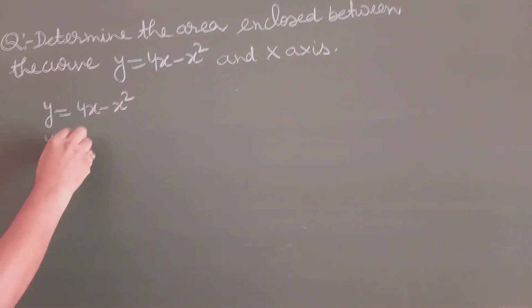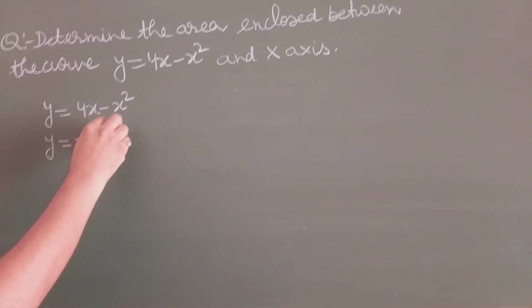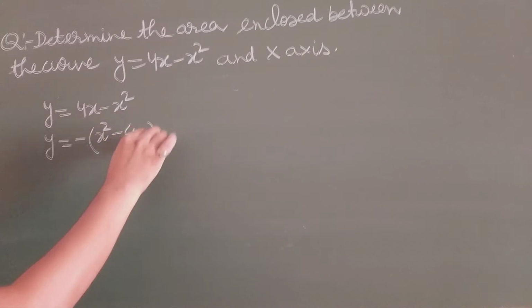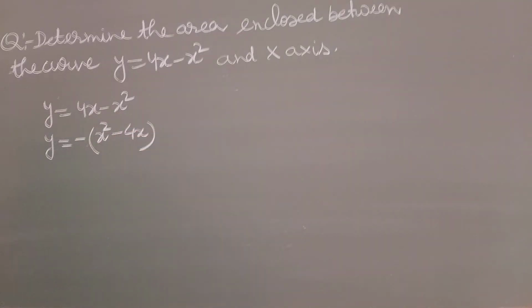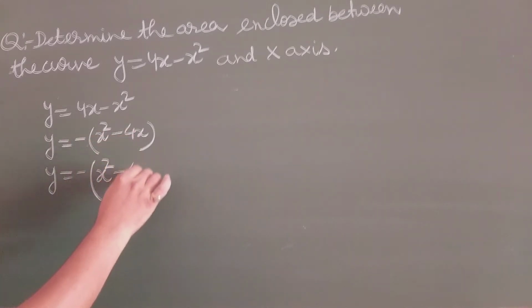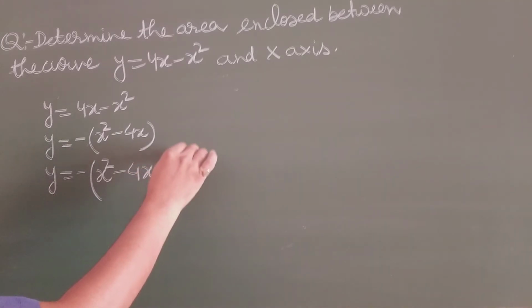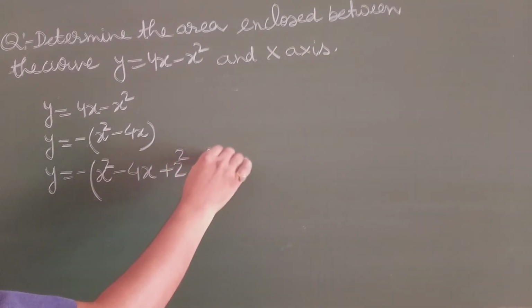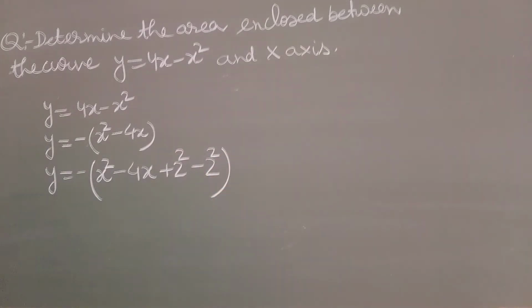First of all, let us take minus common. So x square will be positive and 4x will become negative. Now the coefficient of x is 4, so we have to divide it by 2. Its half is 2. So we have to add 2 square and the same should be subtracted to make it a perfect square. So x square minus 4x, half of 4 is 2, 2 square is added and the same is subtracted.